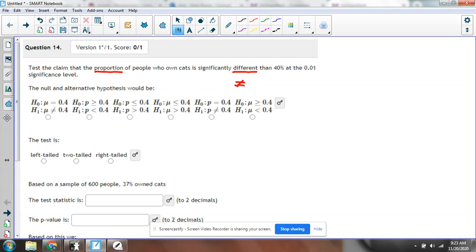So which one of these null and alternative hypotheses is the correct one? Well, if I'm talking about proportion, it's not going to involve mu. So we know it's not that. We know it's not that. And we know it's not that. So it's got to be one of these.